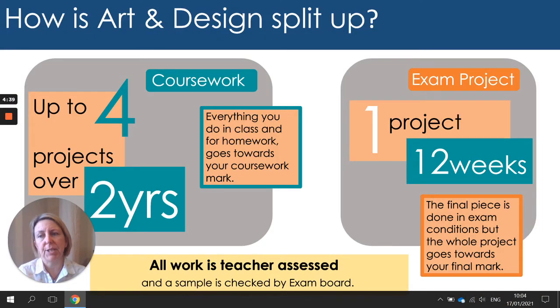So just to give you a little idea of how the course is split up, it's a very simple structure. Most of the work that you do will go towards your coursework. So everything you do in class and everything you do for homework is all part of your coursework, and that you do throughout the 2 years that you do Art and Design GCSE, and you'll probably do up to about 4 projects over the 2 years.